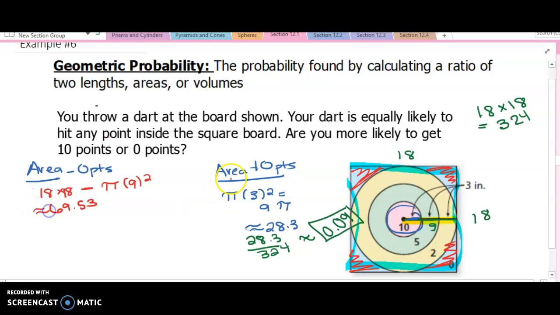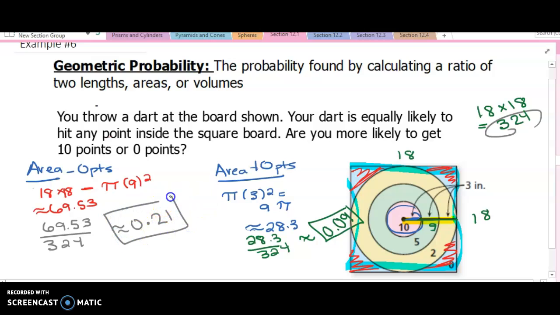Okay, so if I want to find the probability of hitting a 0, I would just take 69.53 over the entire area, which once again is 324, which gives me roughly 0.21. So I have about a 1 in 5 chance of hitting a 0. So clearly, we're more likely to get 0 points than we are 10. About 3.5 times more likely.